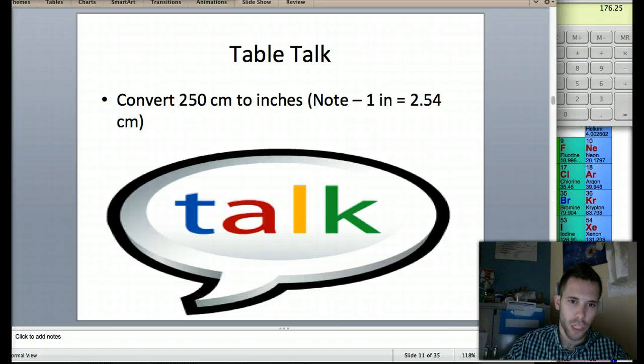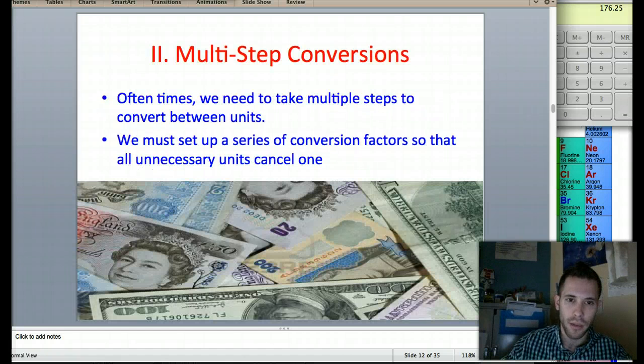I want you to give this one a shot right here, this table talk. Convert 250 centimeters to inches. Remember that the conversion factor here is that 1 inch equals 2.54 centimeters. When you're done with that one, we're going to get right into multi-step conversions.